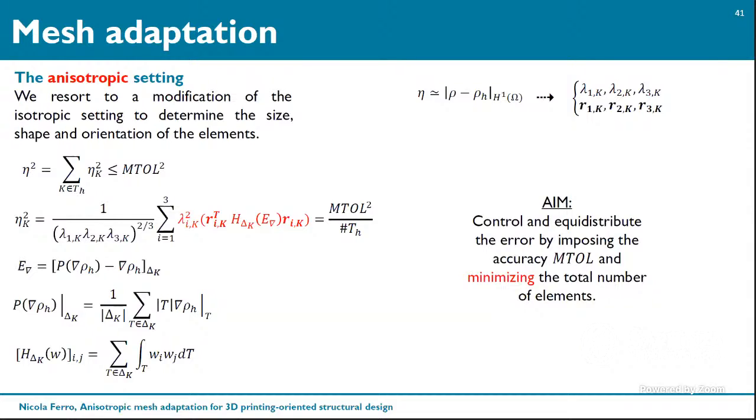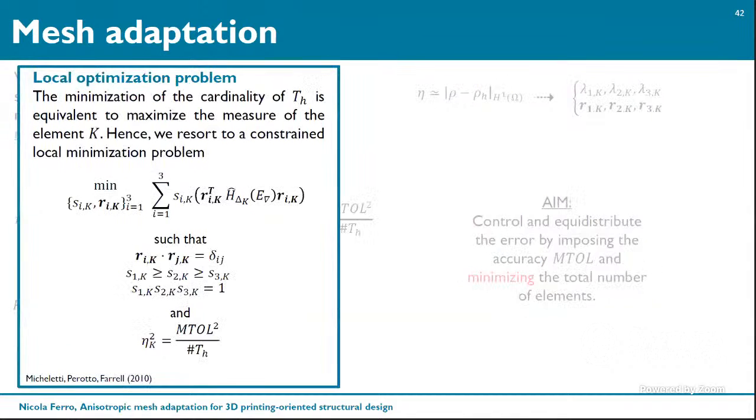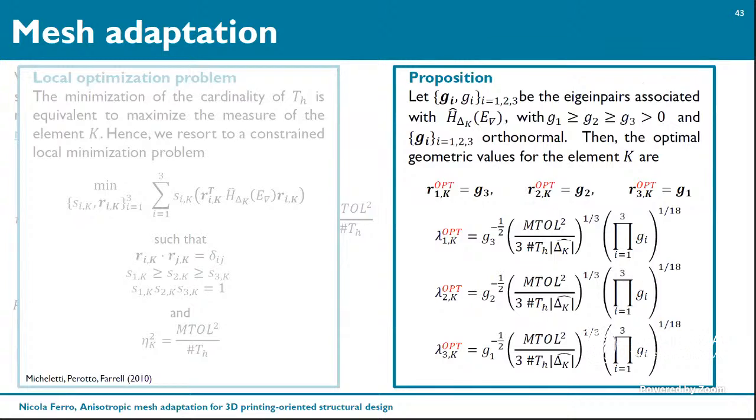If we impose all these constraints, or these inequalities and the equalities and equidistribution criteria, we end up with a local optimization problem. So we have to minimize the total number of elements. We have to impose some constraints on the geometry, for example, the directions of the semi-axis should be orthogonal, and also we impose the equidistribution of the tolerance. If we write down this local optimization problem, we end up having an explicit solution, so we can compute the optimal values for the geometry of each single element k by means of eigenvalue, eigenvector computation.